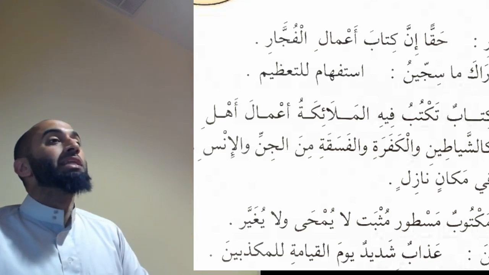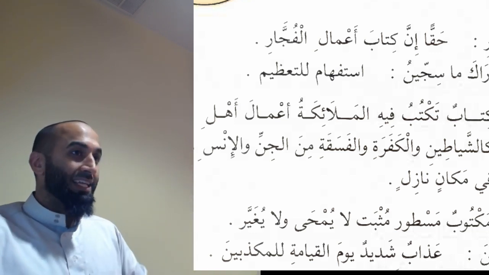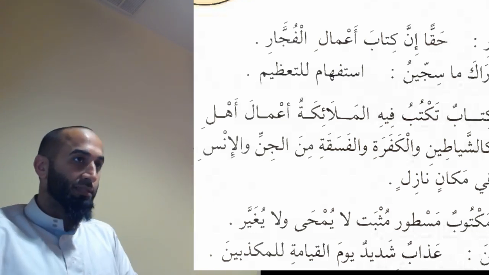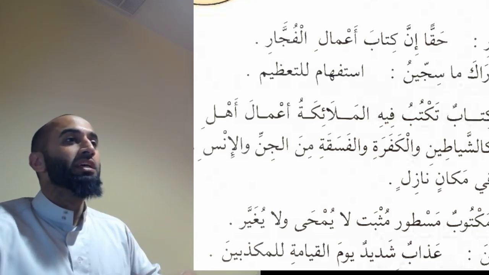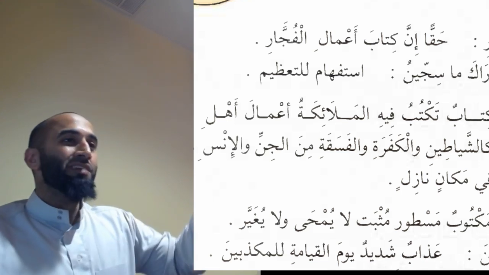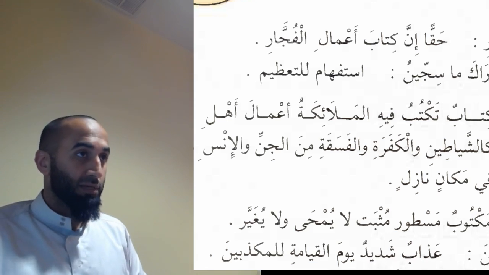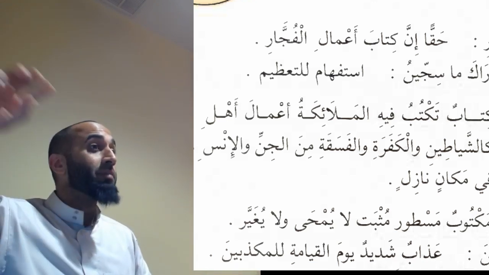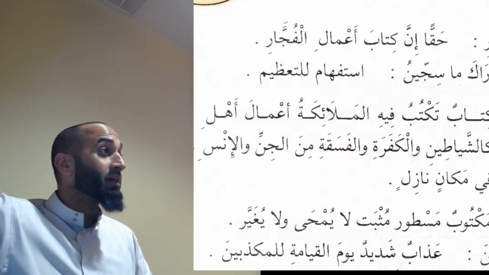وَهُوَ فِي مَكَانٍ نَازِلٍ. Sijjin is a low place. This book is in a low place. Some of the scholars of tafsir said Sijjin is a valley in the hellfire, but what we definitely know is that it's a low place. Now we'll see the opposite of this later: كَلَّا إِنَّ كِتَابَ الْأَبْرَارِ لَفِي عِلِّيِّينَ وَمَا أَدْرَاكَ مَا عِلِّيُّونَ.